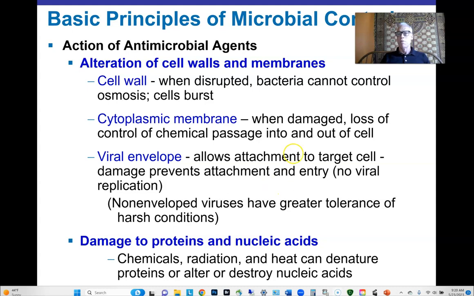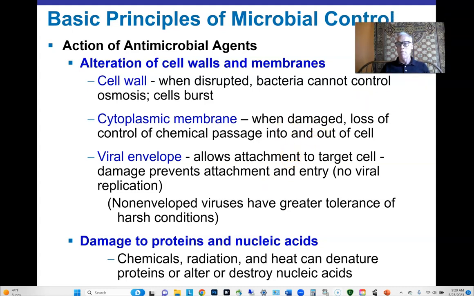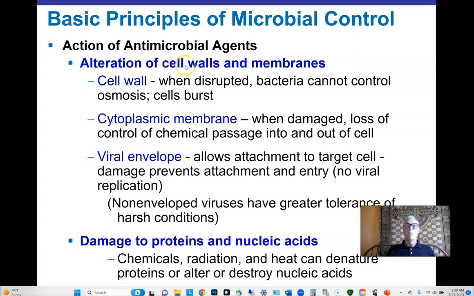Basic principles of controlling microbes, either live or growth. Alteration of the cell wall and cell membrane. We've already mentioned that if you disrupt the cell wall, most microorganisms don't have a method for controlling osmotic pressure. So bacteria, typically their cell wall allows them to have a very high osmotic pressure inside. There's a lot of solutes inside. We don't worry about that because the cell wall can hold that pressure. But if the cell wall is compromised, the bacteria will lyse or burst.